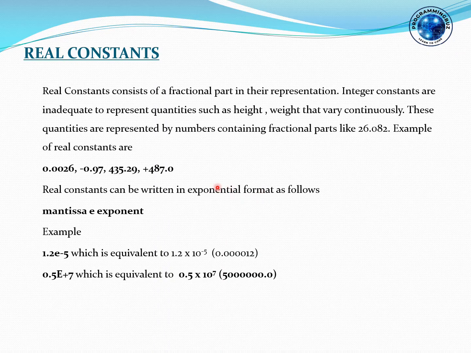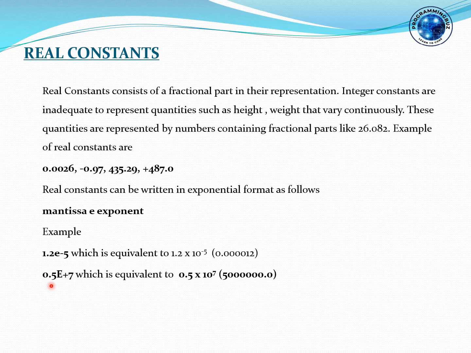So exponential format is written like this: mantissa e exponent. For example, see this example 1.2 e minus 5. Here 1.2 is the mantissa part and minus 5 is the exponent part. So if you write the number 1.2 e minus 5, then it is equivalent to 1.2 into 10 raised to the power minus 5, which equals 0.000012. So instead of writing a number of zeros, you can write it in exponential format in this way.